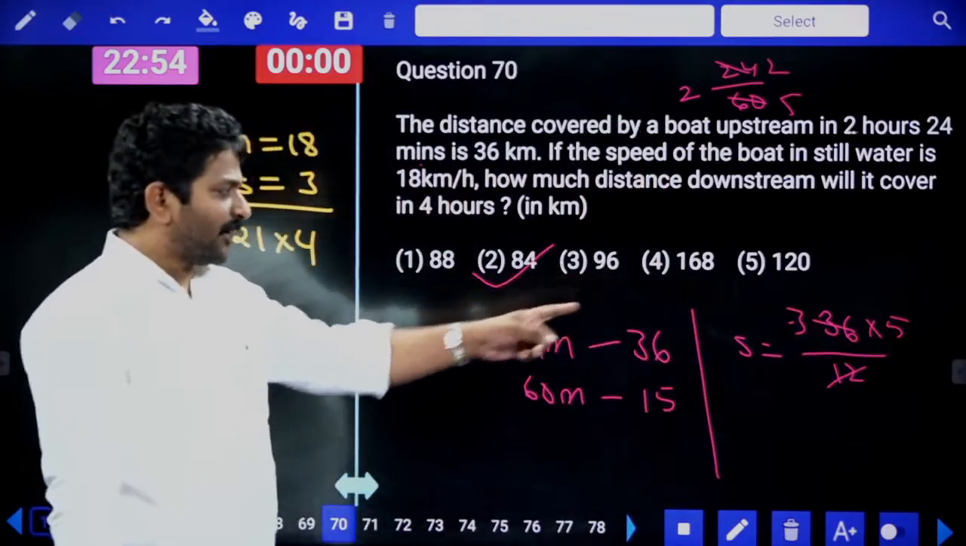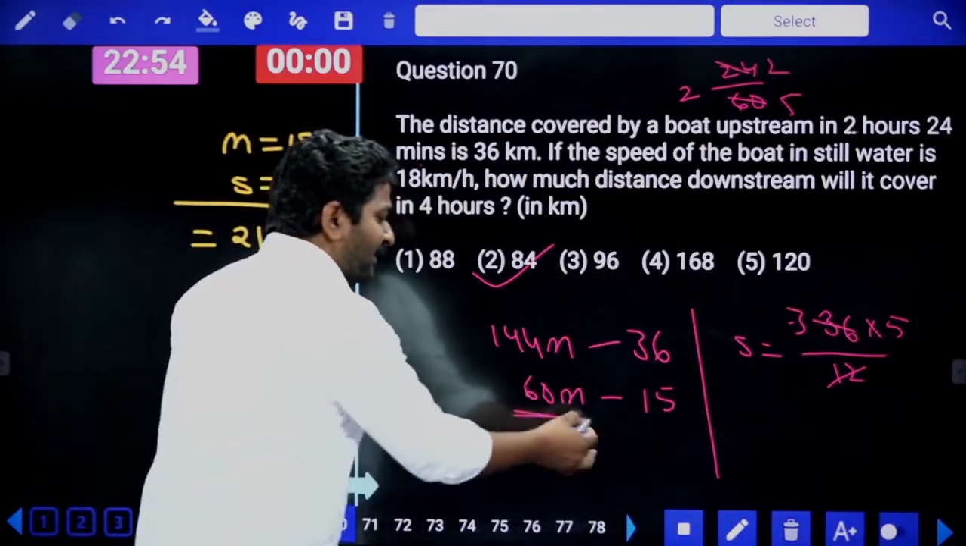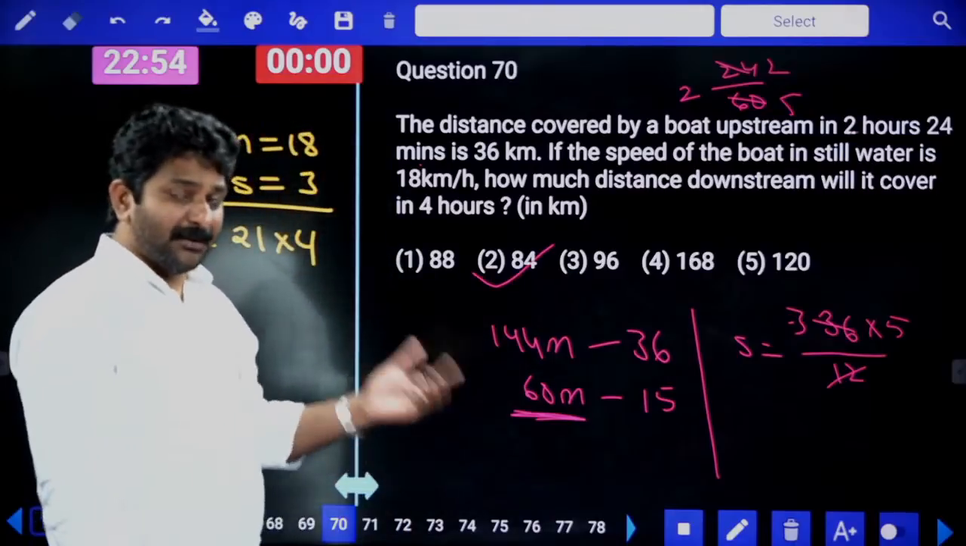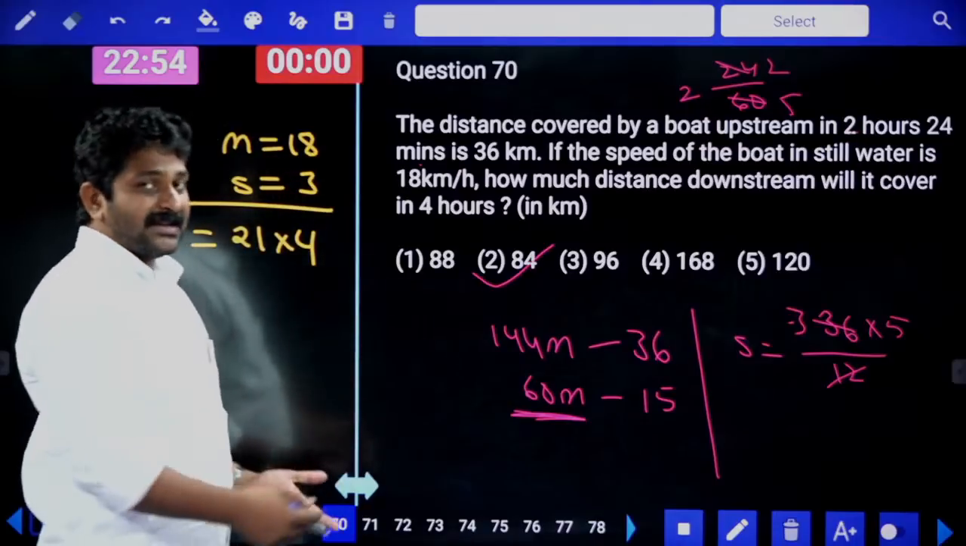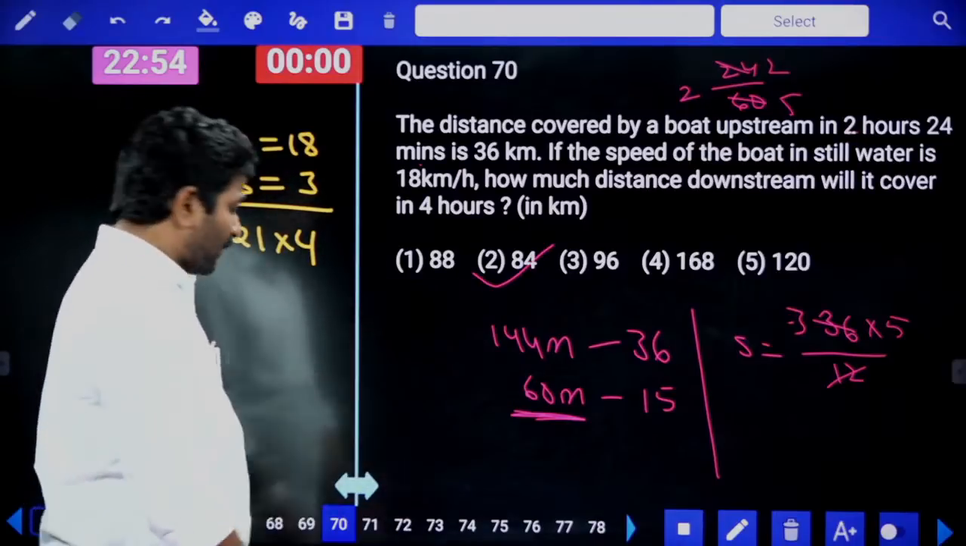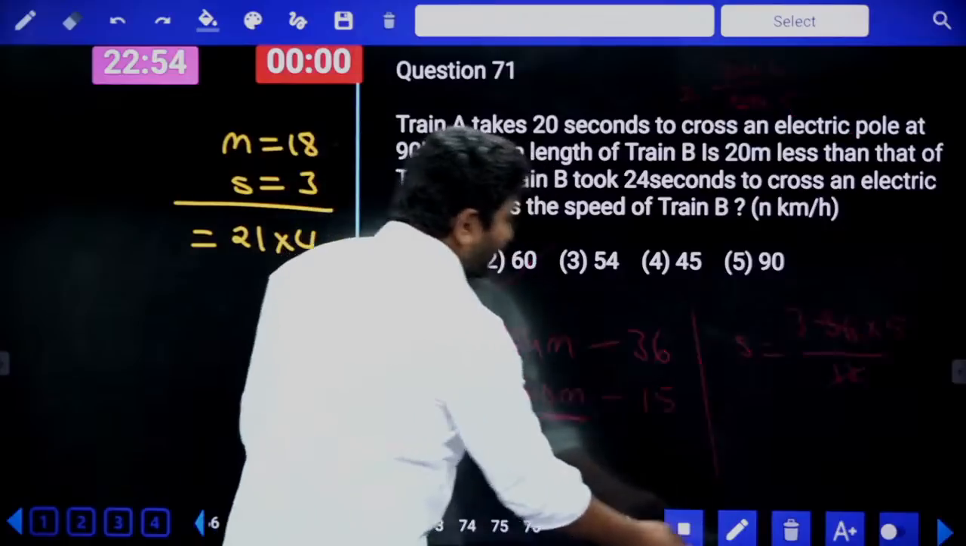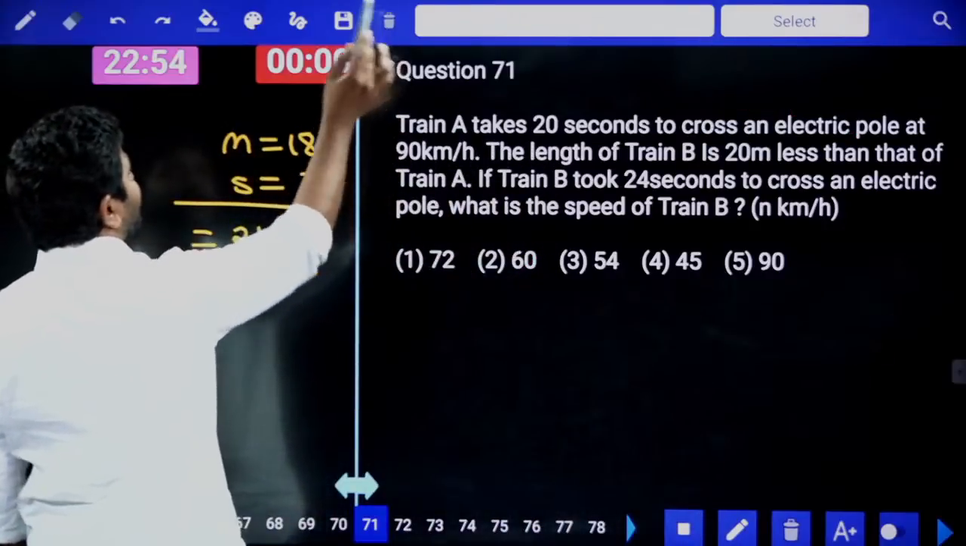So instead of using formula, we can even calculate it for 60 minutes. This is simple for me according to my perception. If you feel formula is easy, then you can follow the formula. Next question, and here is your time now.